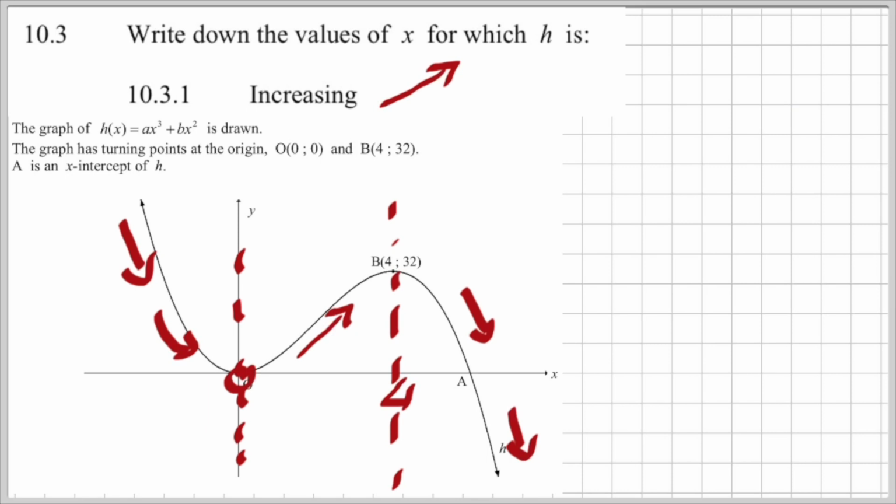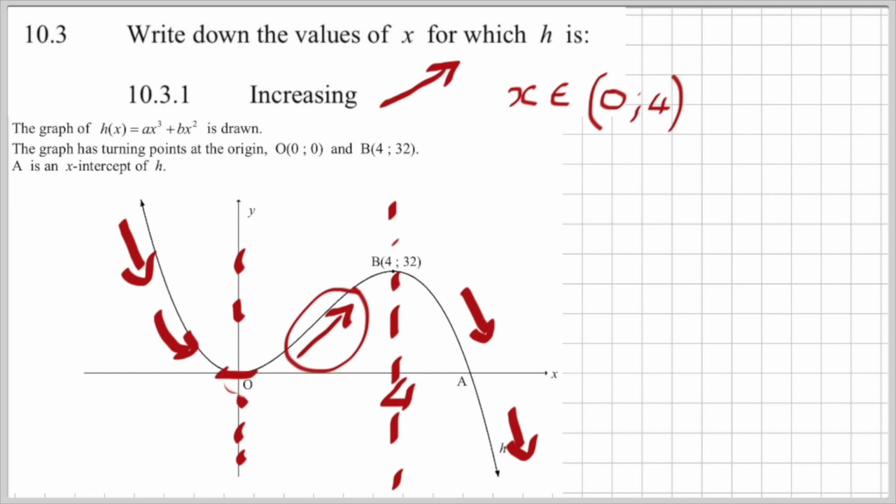So where is the only place, in which domain is my graph sloping up? Well, only there, and that is between 0 and 4. Why do I use round brackets? Remember, at x equal to 0, my graph is neither positive nor negative. It is flat. So I am not going to include it, because there the derivative is equal to 0.